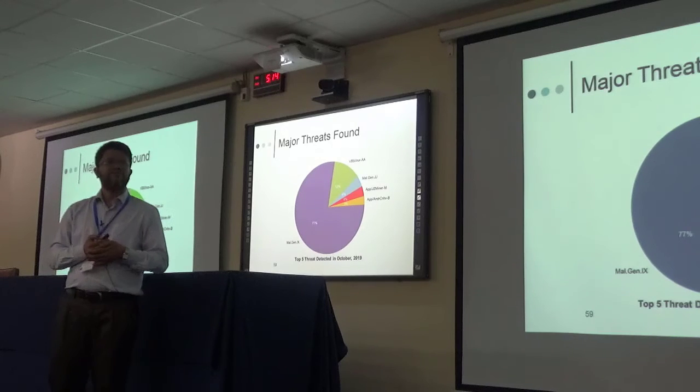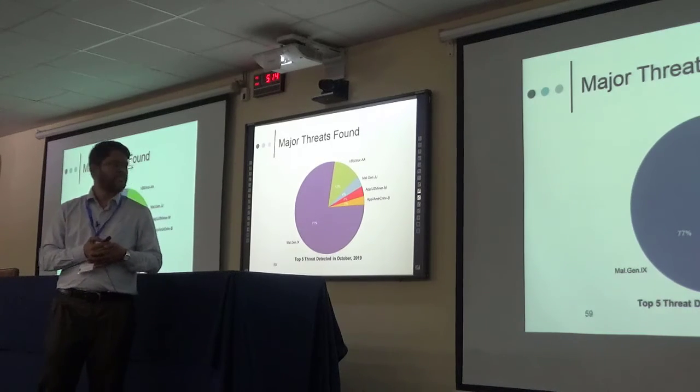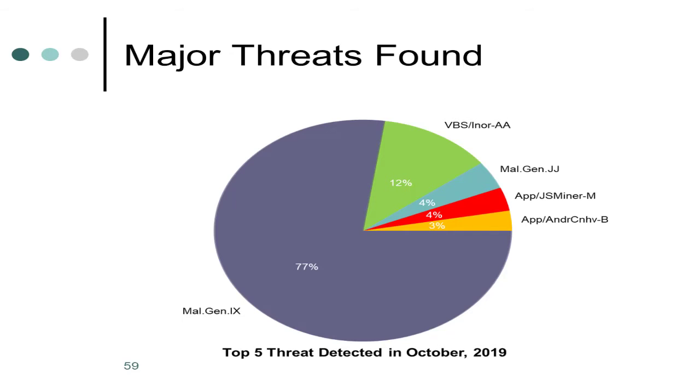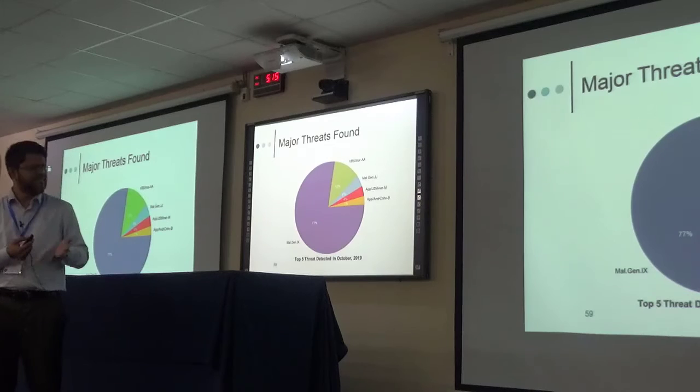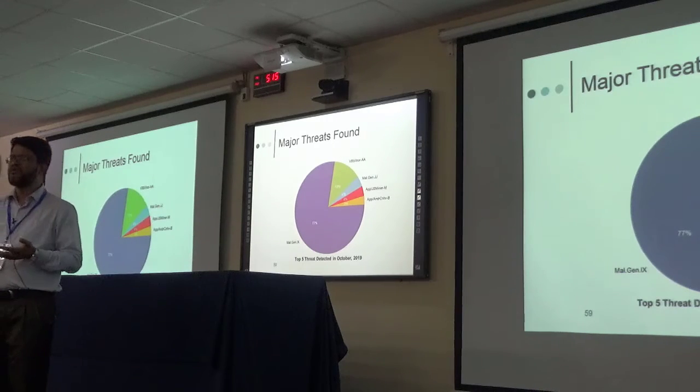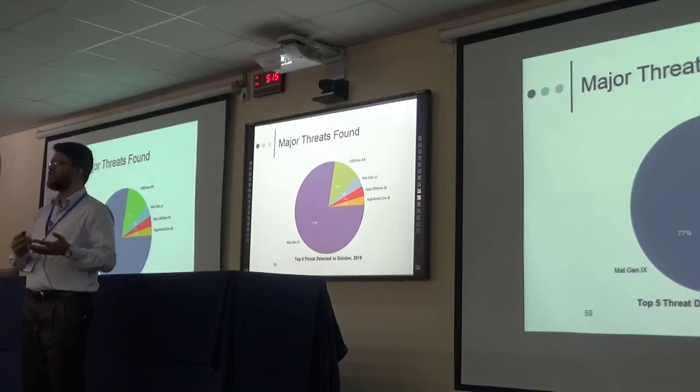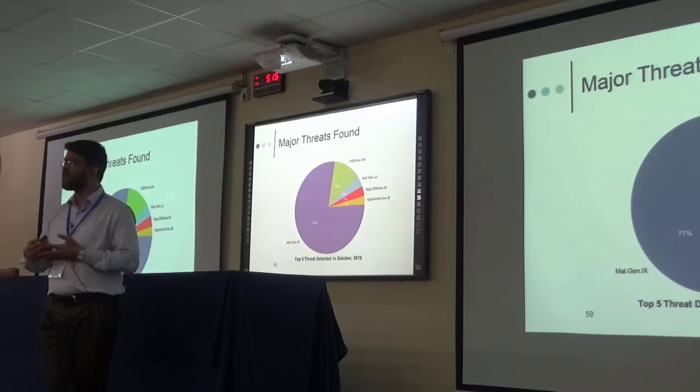So top 5 threats that was detected, mostly in terms of virus, we see Malgen 9. So this was 77% of the scenarios. Malgen, like it was, this is because in October, this was used to launch the attack. So it's not necessarily true for other systems as well.